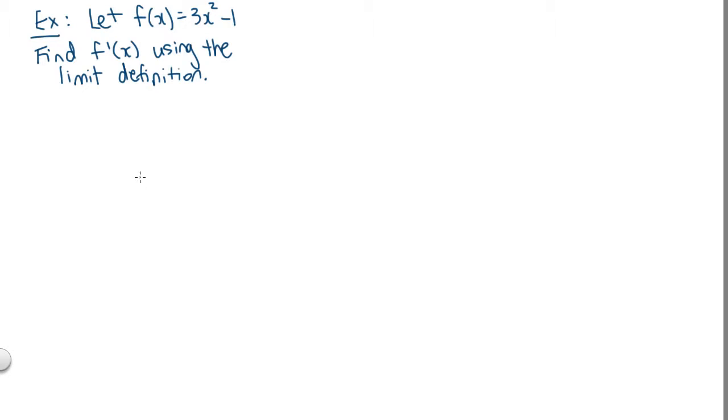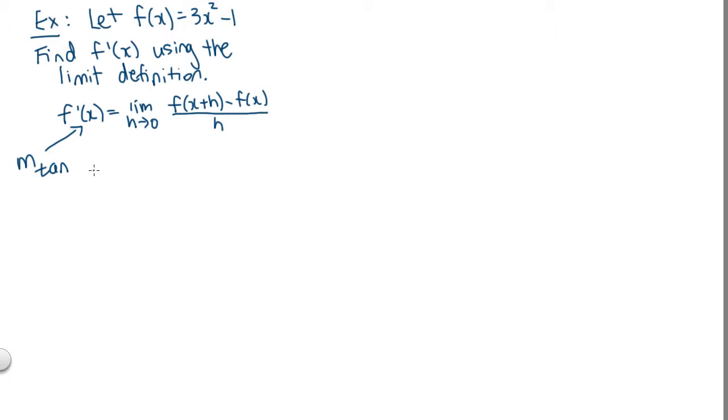So there's our problem. To get started with finding f prime of x, let's remember the formula. So f prime of x is equal to the limit, as h goes to 0, of f of x plus h minus f of x, all over h. Now remember that f prime of x here is just another way of saying slope of the tangent line. So what we're doing in this problem is we're finding a formula for the slope of the tangent line to this particular curve.